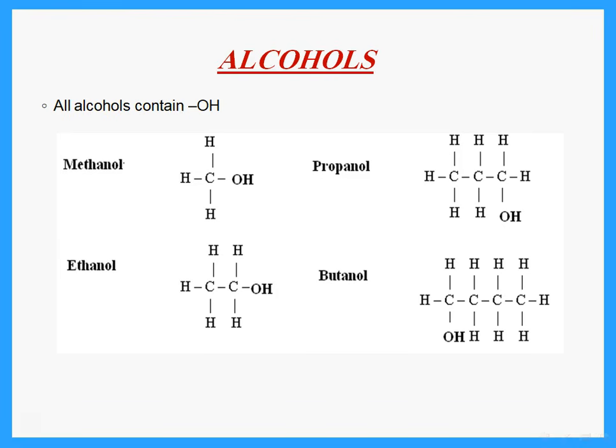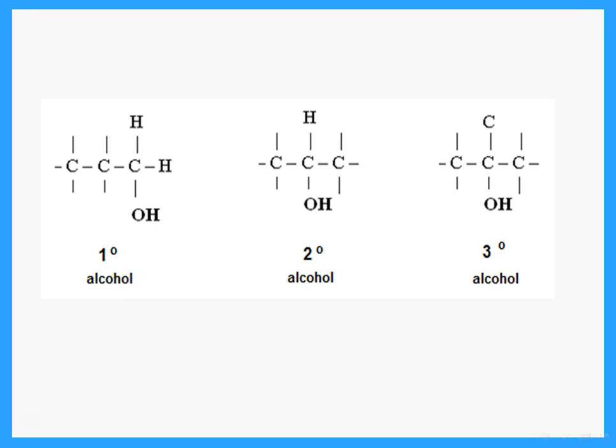If you remember from previous courses, alcohols contain the functional group OH. So we have methanol, ethanol, propanol, butanol, all of them have OHs in them. Now we need to classify the alcohols into primary alcohol, secondary alcohol, and tertiary alcohol.